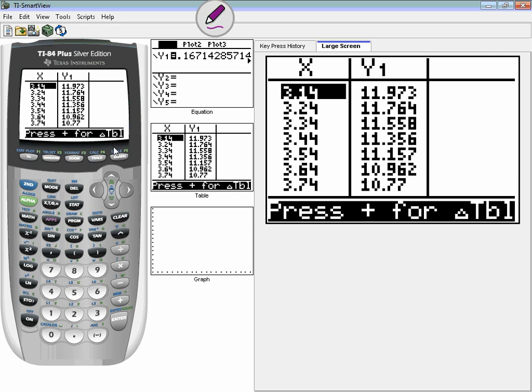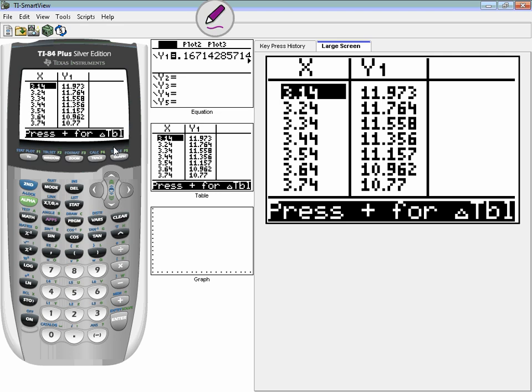Okay, so I'm seeing x values 3.14, 3.24, 3.34. I need to get to 9. It's going to take me a while to arrow all the way to 9, right? And do I really care about any of the decimals? Like, I don't want 9.1 and 9.2, do I? Okay, so we can change all of this.